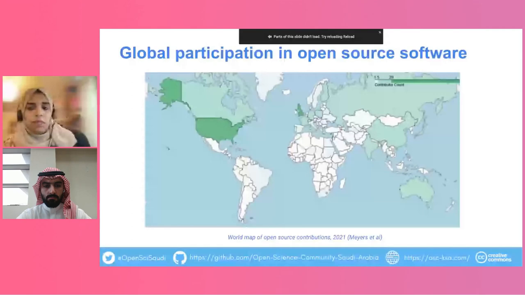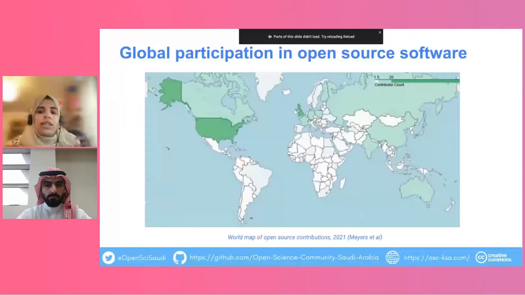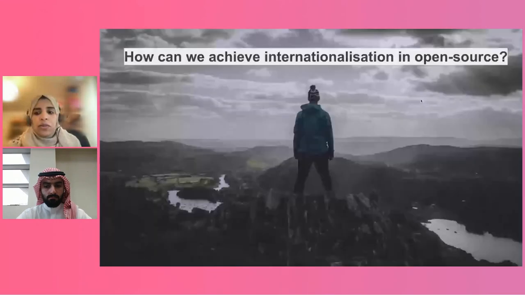Again, if you look at the map for open source software contribution specifically, for a very popular Python package that gets downloaded over 100 million times each month, you see that there are contributions everywhere. But if you look again at MENA or Arabic-speaking countries, there is extremely low contribution. So the question was, why is that? How can we invest in better contribution to open source outside the Global North? How can we really achieve more internationalization when it comes to open source?